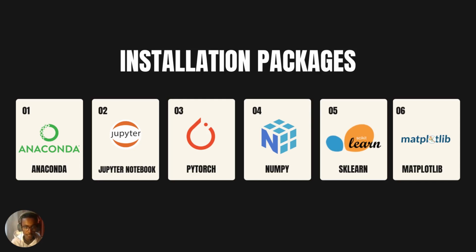We also need additional Python packages such as Scikit-learn and Matplotlib. Scikit-learn is essential when we want to implement other machine learning algorithms. We're going to implement linear regression and logistic regression using both the Scikit-learn library and PyTorch. And we also need Matplotlib in order to plot some graphs to evaluate our model.